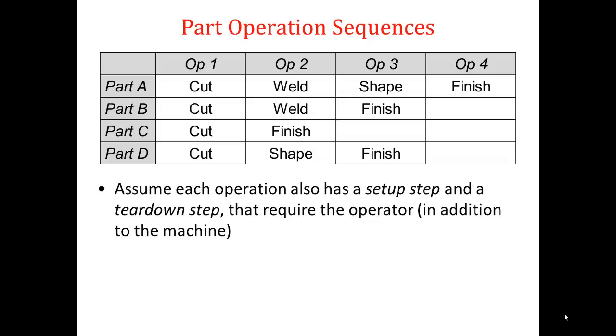Similarly, part type B goes through a cut operation, followed by the weld operation, followed by the finish operation. Part type C is cut and then finished, and part type D is cut, shaped, and finished. So the system is designed to produce parts in any sequence. We just chose 4 different parts for this small example.